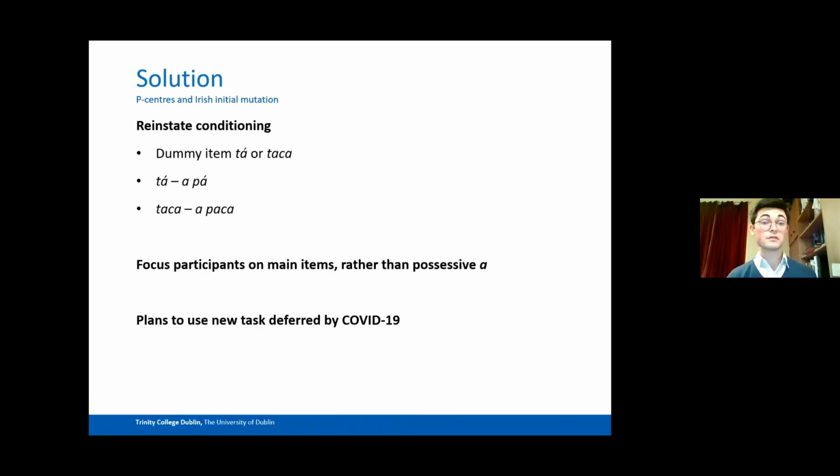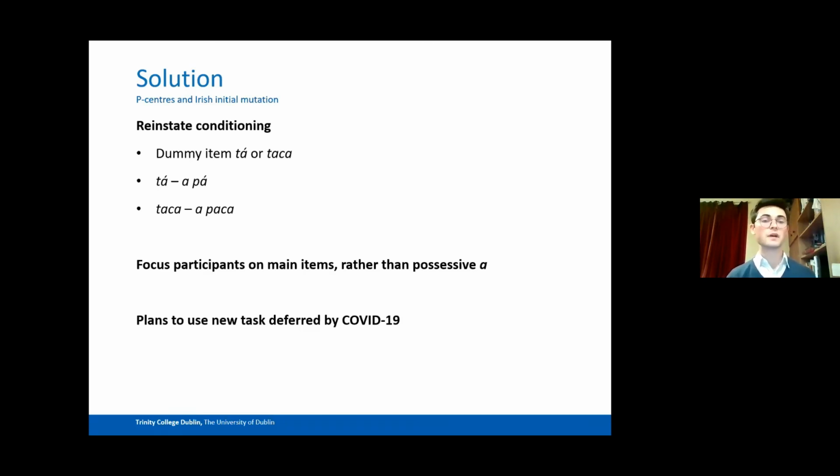My proposed solution is not particularly complicated. It's just to reinstate the conditioning effect, which I believe was present in the pilot study. I've consulted with a few colleagues in my own university and elsewhere, and I've reason to be confident in this. It's just to precede the stimulus phrases that I had in the second iteration of the task with a dummy item which matches the structure of the lexical items that I'm interested in. So instead of repeating a paw in time with a metronome beat, participants will now repeat in alternation tha, a paw, or taka, a paka.